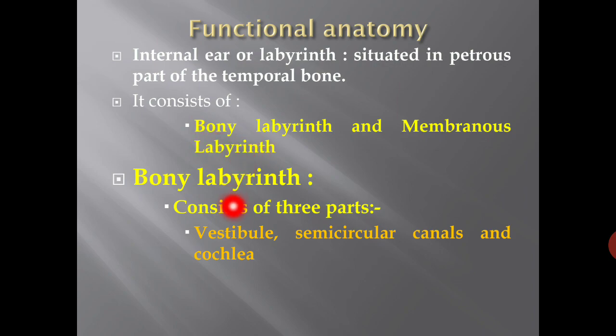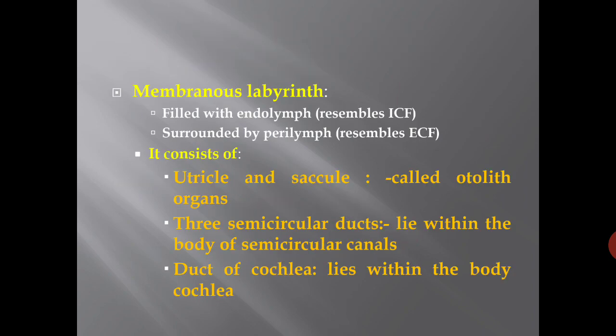Bony labyrinth consists of three parts: vestibule, semicircular canal, and cochlea. Membranous labyrinth is filled with endolymph, which is like intracellular fluid, and it is surrounded by perilymph, which resembles extracellular fluid. And this membranous labyrinth consists of utricle and saccule. They are also known as the otolith organs.